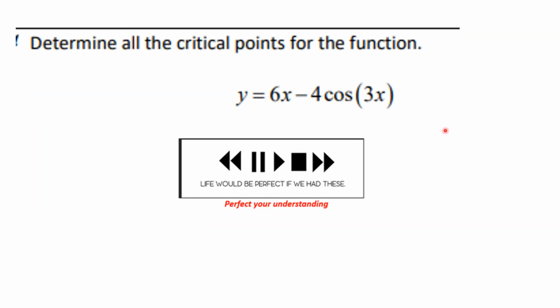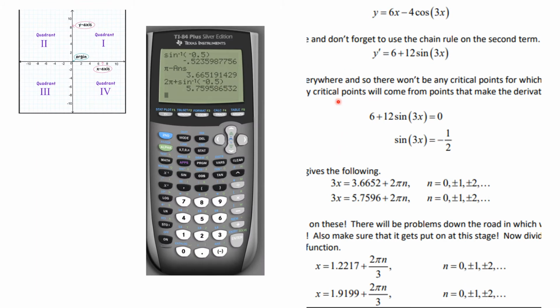Now here's a trig example. We're to determine all the critical points for this function, and we're going to do this with your calculator. So you know what to do. Let's see how you did. So here was the function, and we take the derivative and we get this. Make sure that you see how this happens.